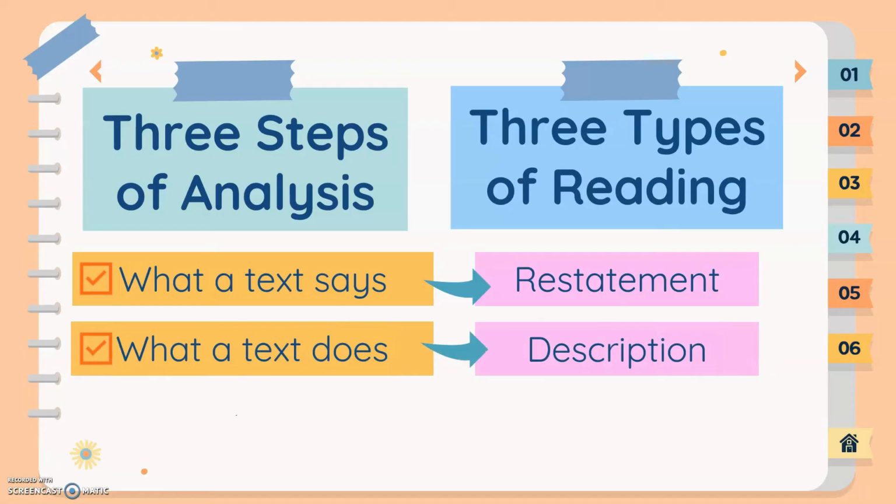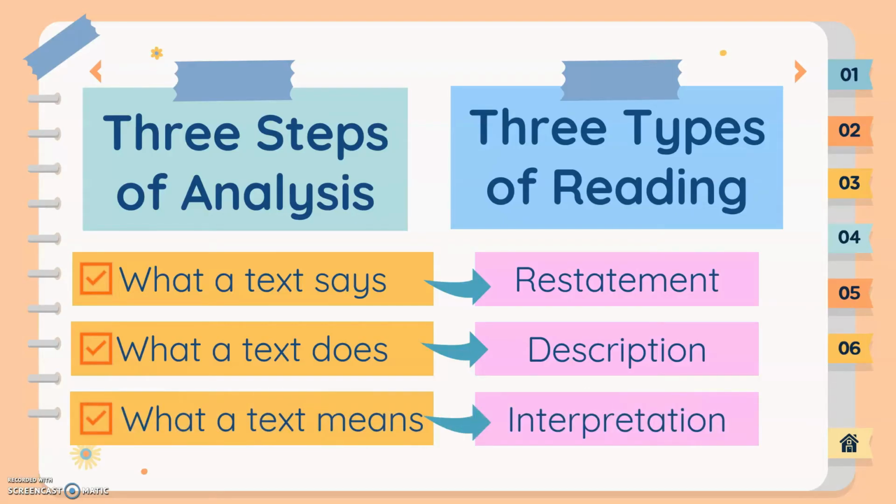The second one is what a text does or description, wherein the reader discusses aspects of the discussion itself. You should be confident that you have understood the text sufficiently to be able to use your own examples and compare and contrast with other writing on the subject in hand. This is the part wherein you have to involve yourself in such a way that you have to use your prior knowledge, your experiences, and observations in order for you to understand what is stated in the text.